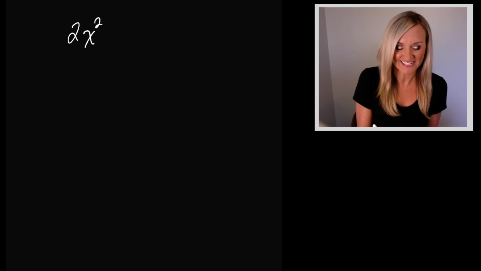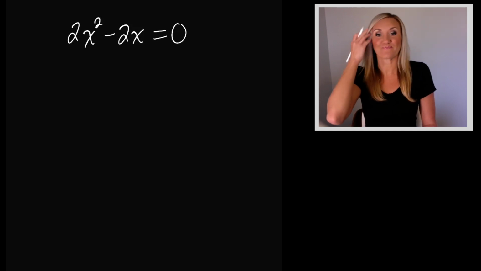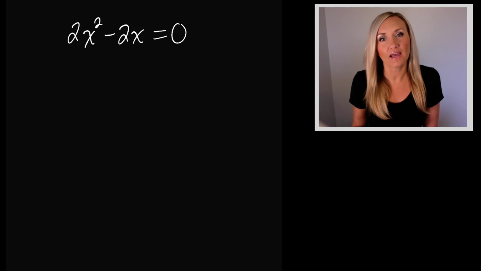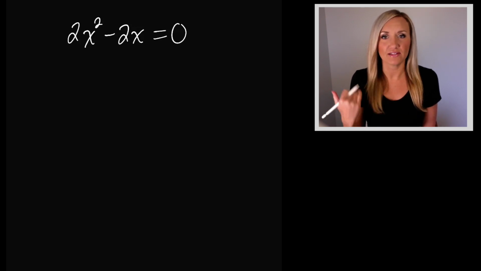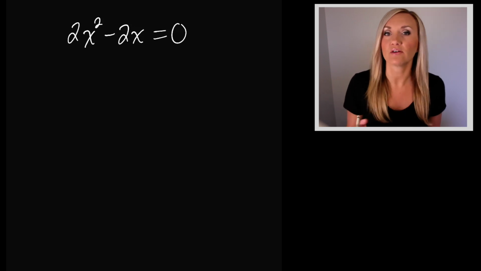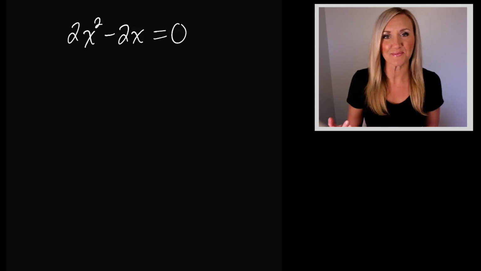Let's do 2x squared minus 2x equals 0. Okay, so if you're starting to feel confident, like I think I can find the greatest common factor and then solve, then please pause. If you're not quite there yet, that's okay. Still follow with me, and then I'll have you pause on example number 4.